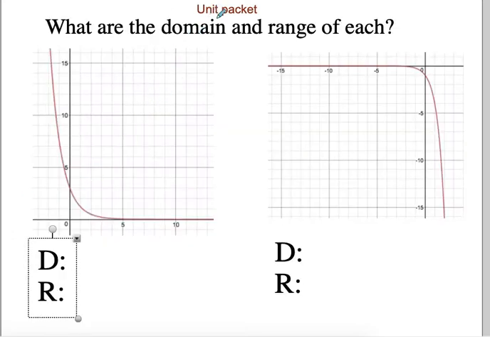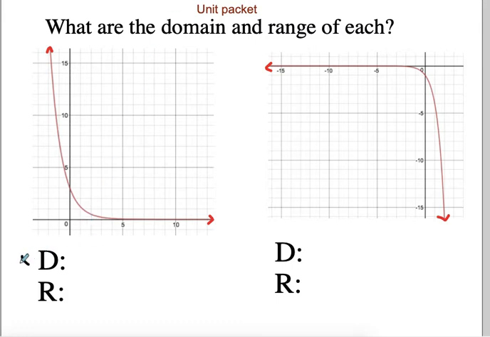So here, these ones are finally in a unit packet. This is on page 18. So we're looking at this, and again, we're going to assume that they should have had arrow points on here. So I'm just going to throw those in as well as I'm seeing it right now. So domain and range for these things.